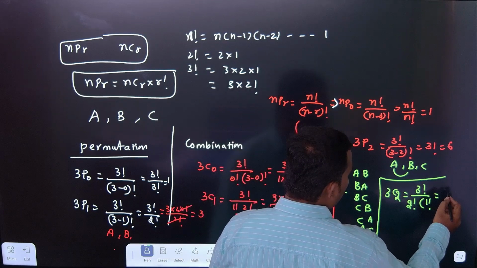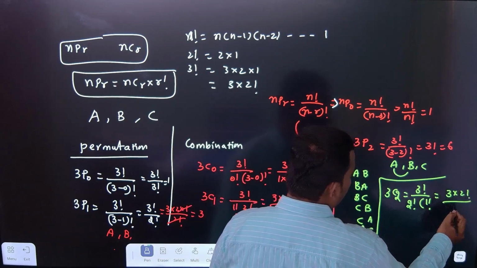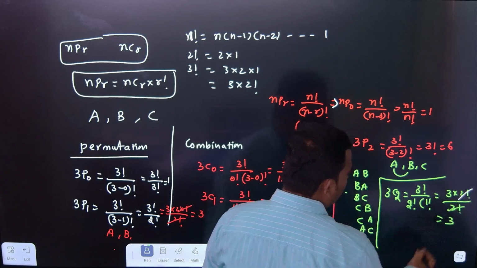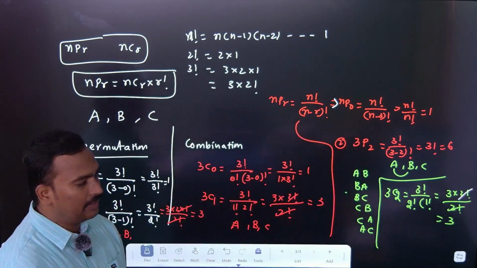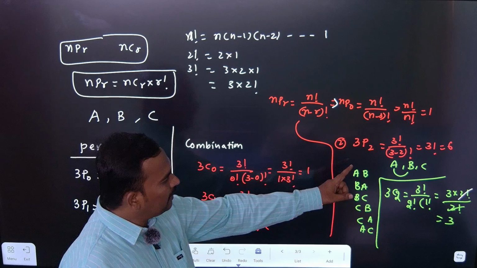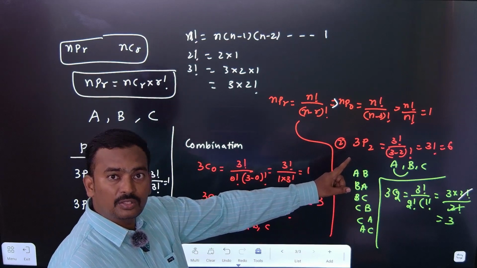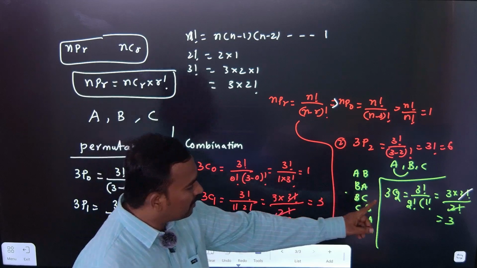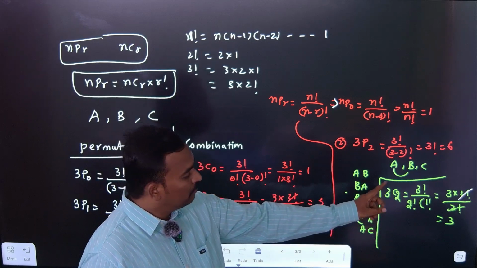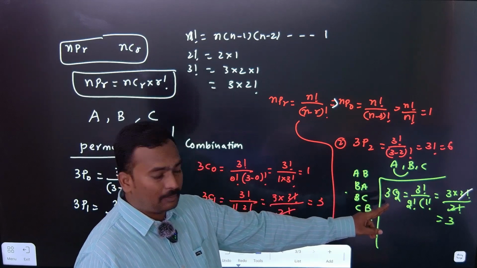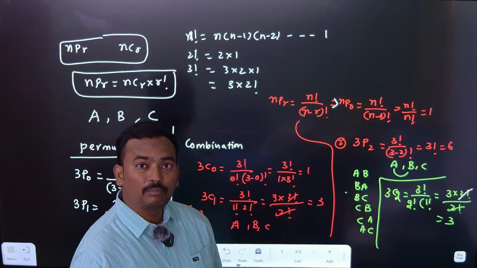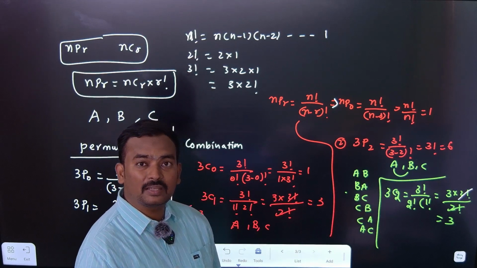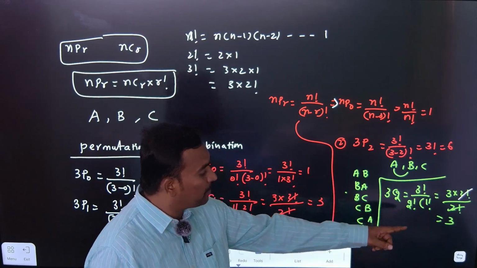3 factorial into 2 factorial divided by 2 factorial, it's same as 3. But you have to see the difference. When you are taking the permutations, 2 at a time, there are 6 possibilities there. When you take the combination, you are taking 2 at a time, there are 3 only. Permutation 6 possibilities there, combination 3 possibilities there.